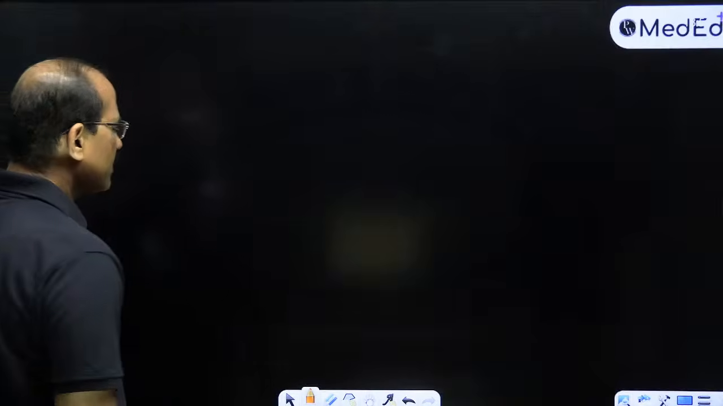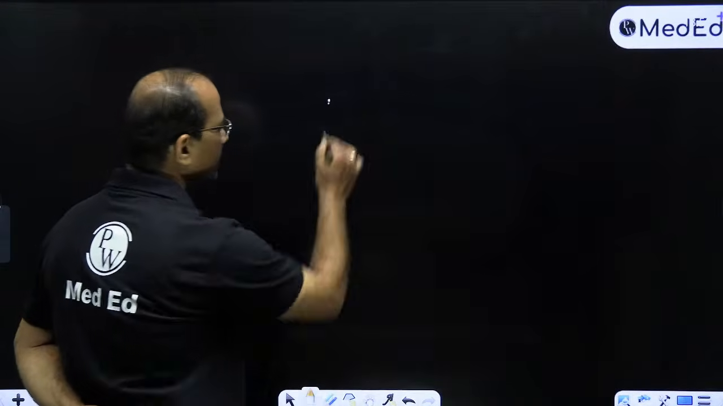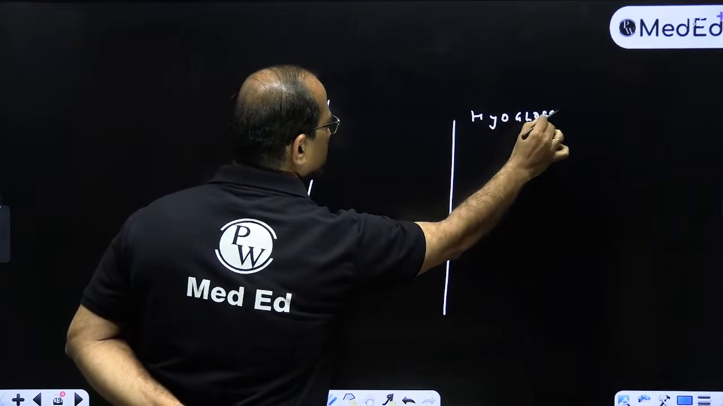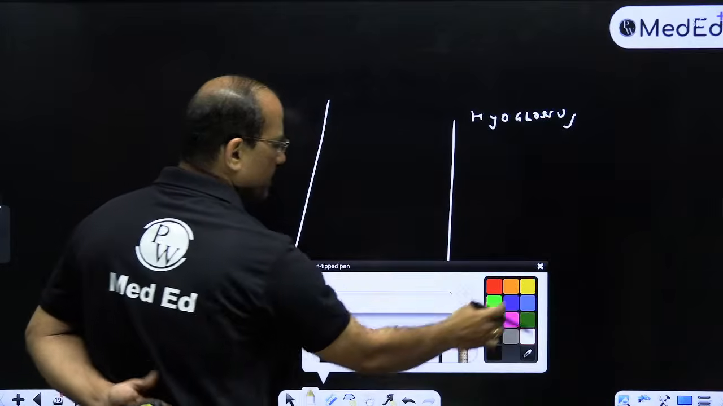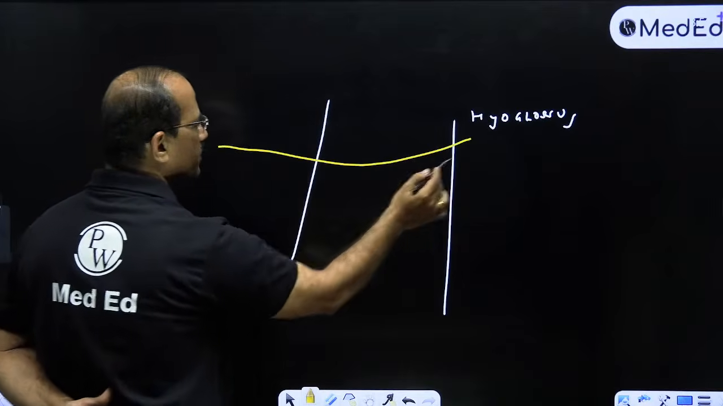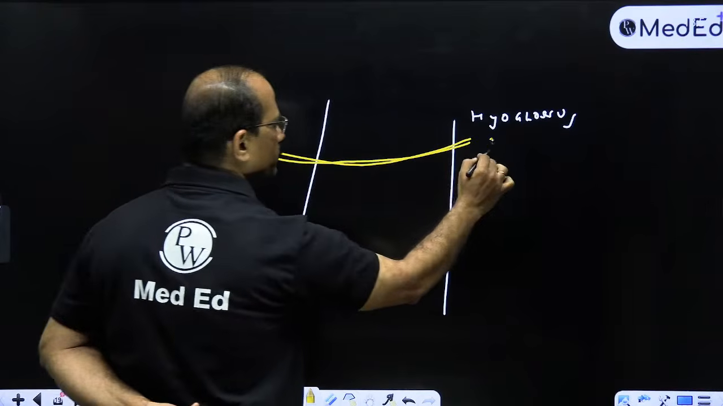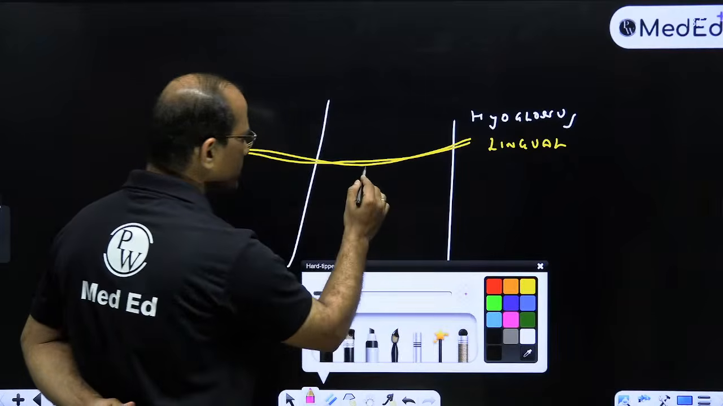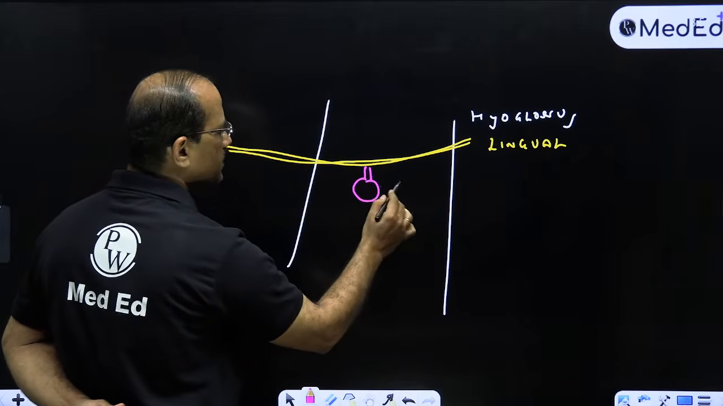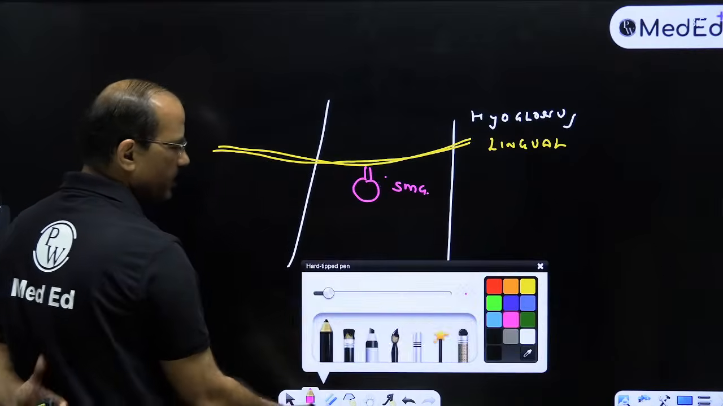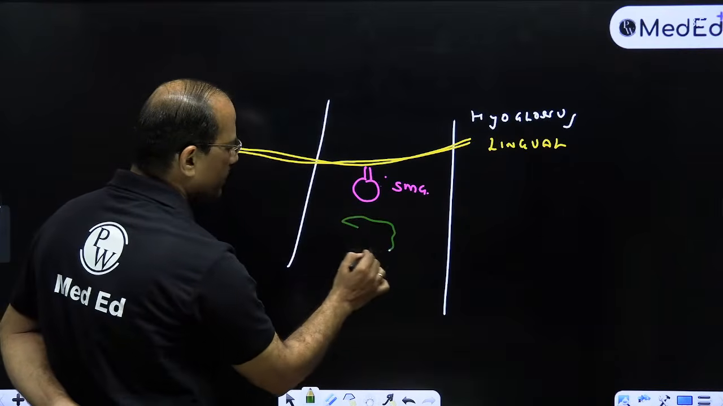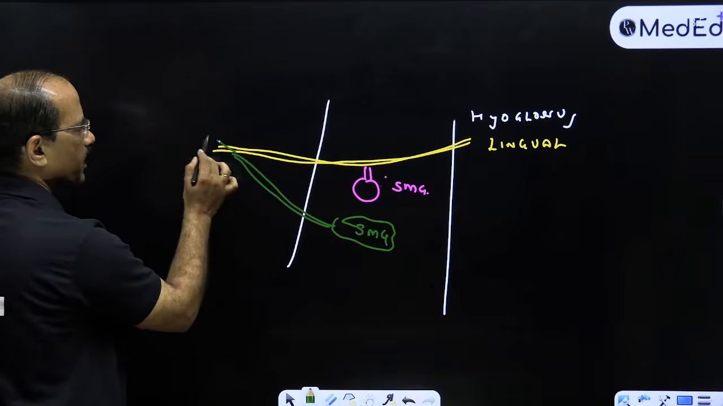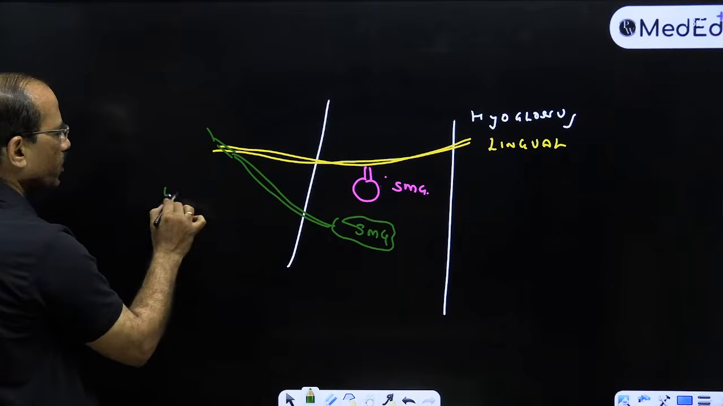So है ना, एक डायग्राम है, ये ऐसे एक मसल है. This muscle is the hyoglossus. बस ये आपको याद रखना है. This is the lingual nerve. Hanging from the lingual nerve is a ganglion. This is the submandibular ganglion. यहाँ पे एक gland होता है. Gland, that's a submandibular gland. And this is the duct of the submandibular gland. This is the Wharton's duct.